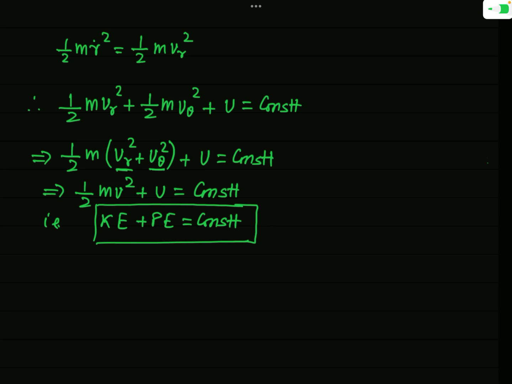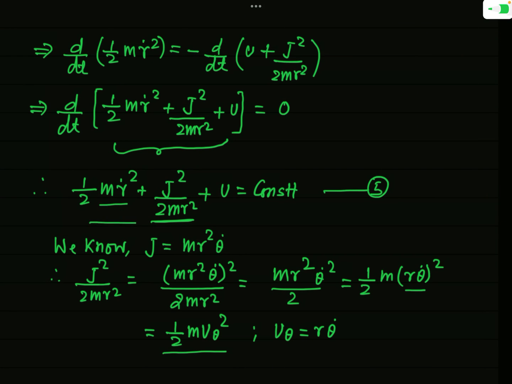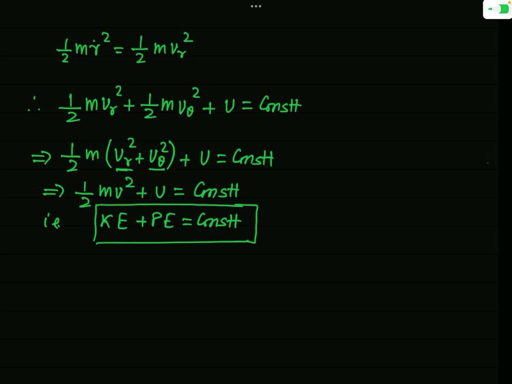In this way you can see that the principle of conservation of energy holds when a particle moves in a central force field, so energy remains conserved. As I have told you, the expression on the LHS of equation 5 is simply the expression for the total energy. The first two terms represent the kinetic energy of the particle, and u represents its potential energy. I will again suggest you must remember this expression for the total energy of the particle moving in a central force field, because it will be needed in the further discussion in this chapter.